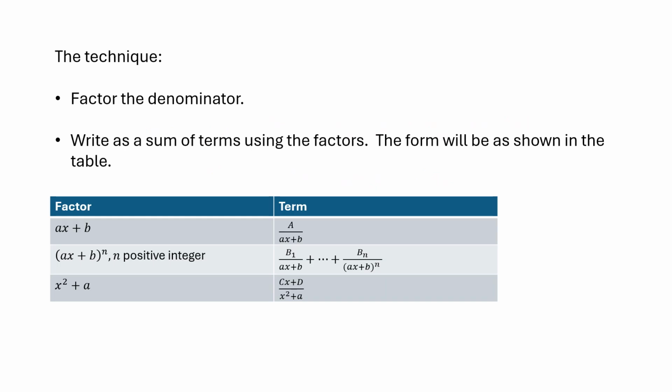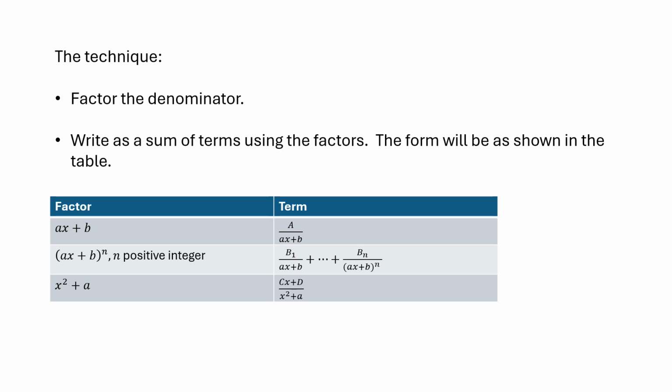And the technique is we would factor the denominator and then we would write it as a sum of terms using those factors. The form of those terms would be a constant over ax plus b.